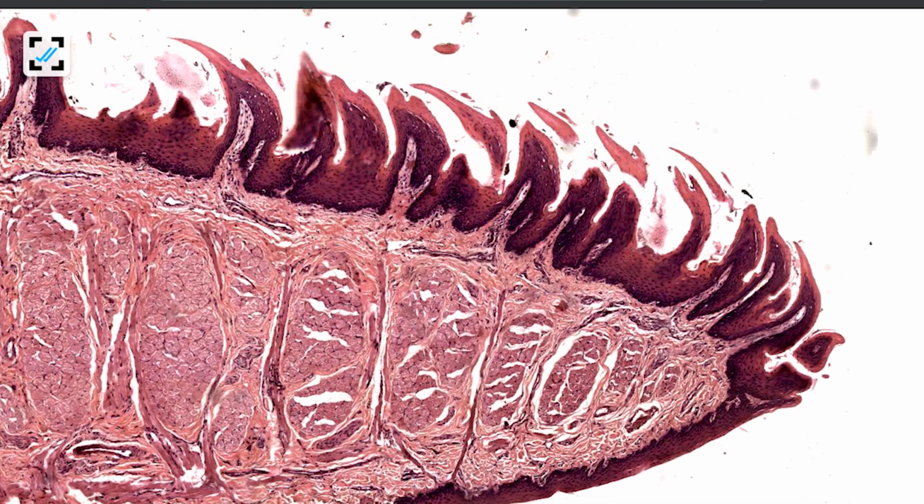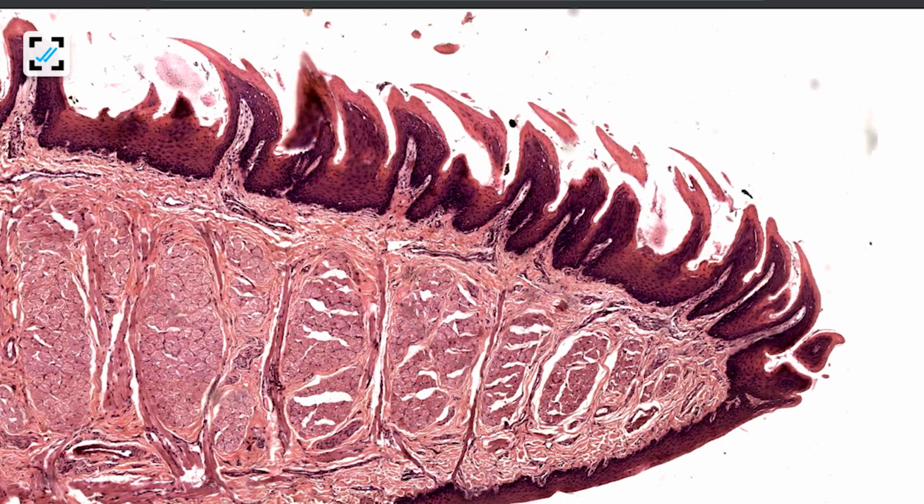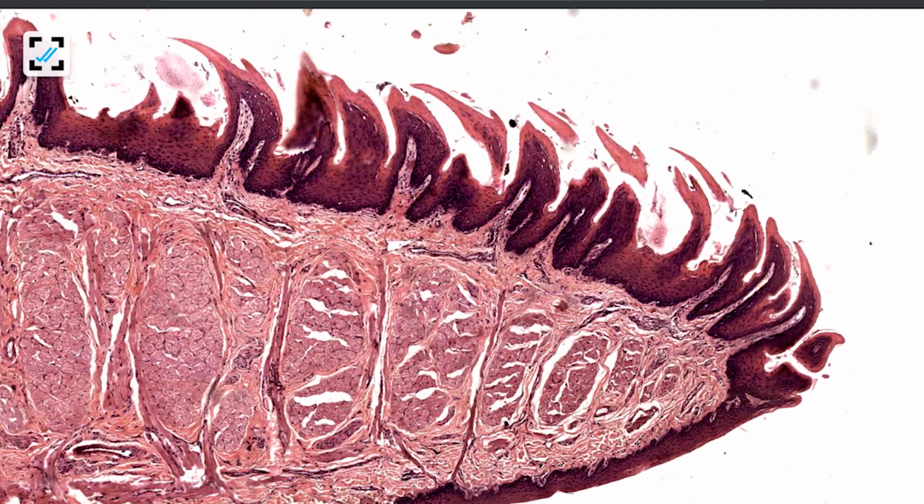Filiform papillae are identified by the direction of their tip. The tip of each of these filiform papillae is bent posteriorly, and each of these papillae is covered by stratified squamous keratinized epithelium. Taste buds are characteristically absent in these papillae. The function of filiform papillae is to increase the friction between the tongue and the food, and they also help in the movement of food particles. This is regarding the structure of filiform papilla. Now, as I mentioned, in this slide, we cannot appreciate the fungiform papilla or any other type of papilla.